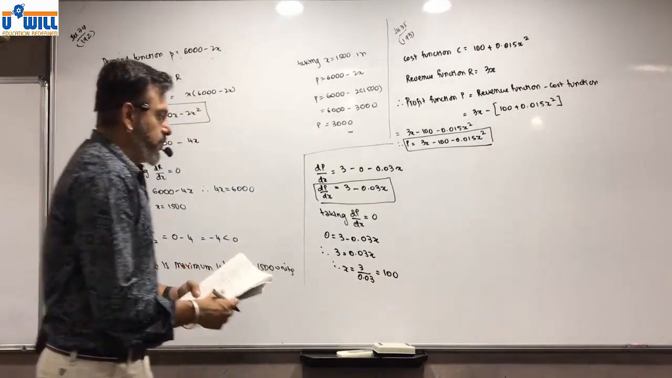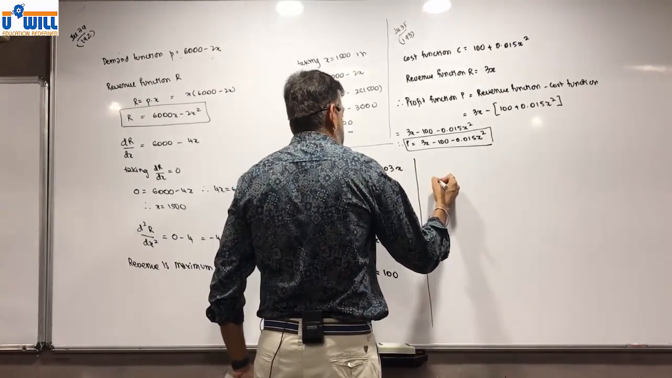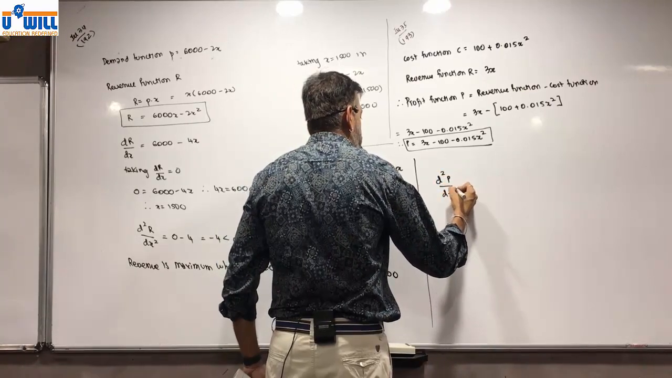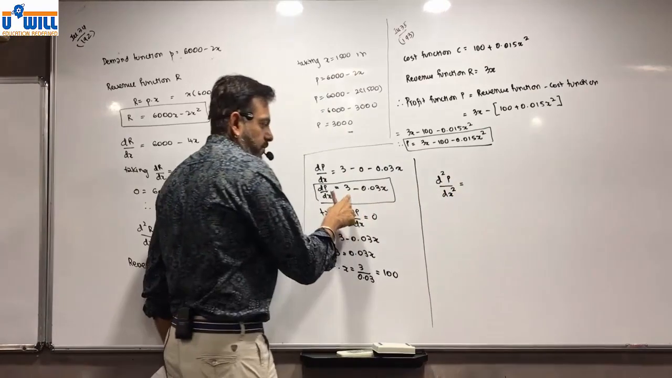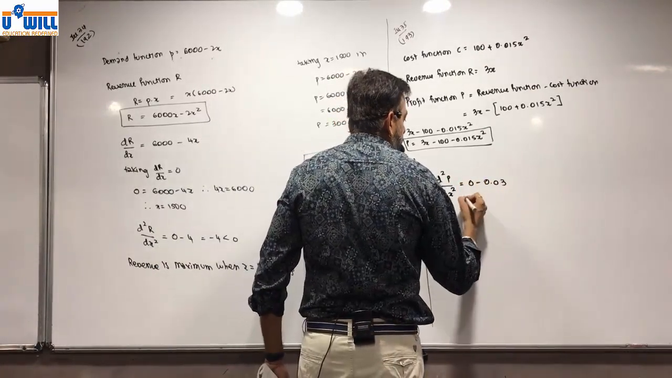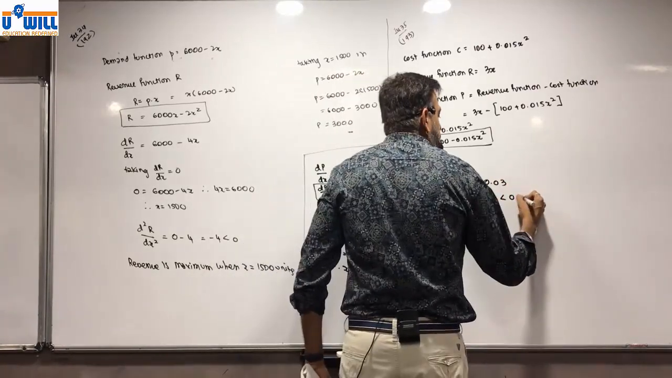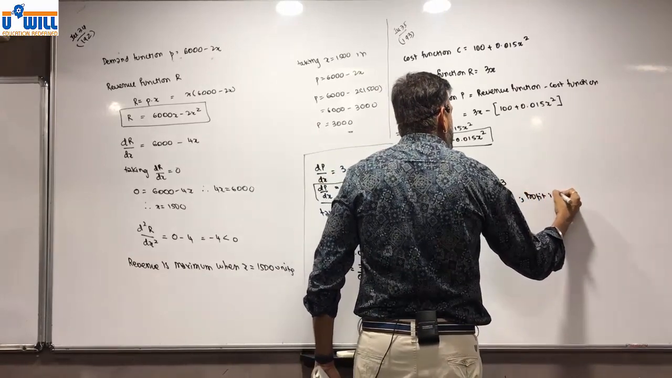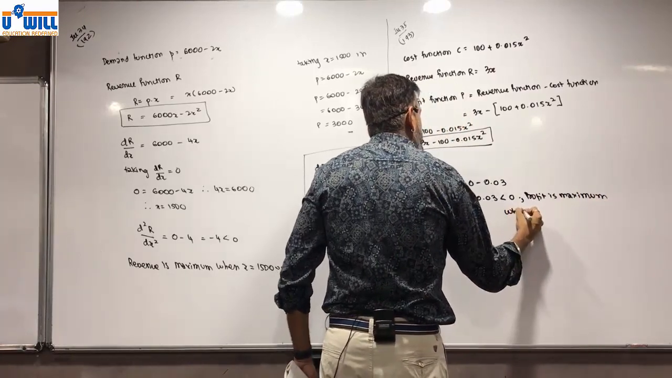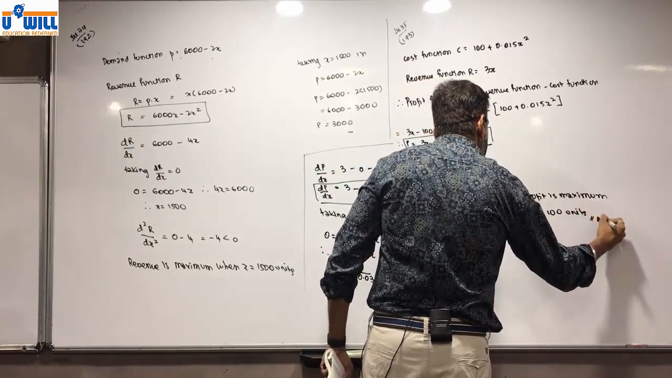Now, we have to check. So, we go for the second order derivative. Derivative of profit with respect to x is equal to, this will become 0 minus 0.03, which is minus 0.03, less than 0. So profit is maximum when x is equal to 100 units. Answer.